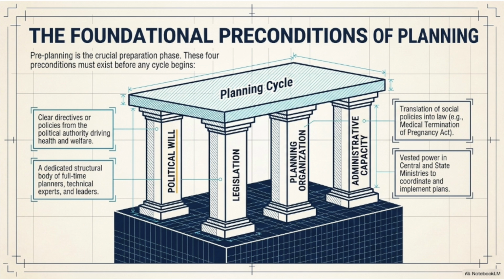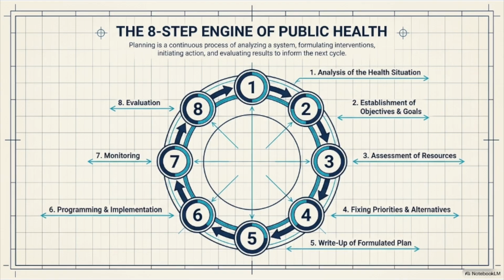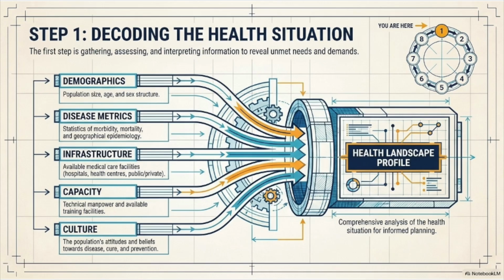And the fourth is administrative capacity, which refers to the vested power in central and state ministries to coordinate and implement plans. With these foundations in place, we arrive at the actual engine of public health planning, which operates through 8 continuous steps. This is a continuous process of analyzing a system, formulating interventions, initiating action, and evaluating results to inform the next cycle. The first step is analysis of the health situation.